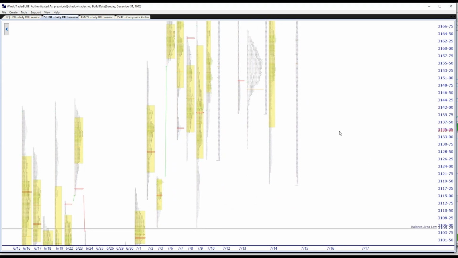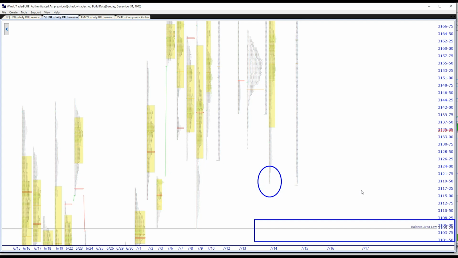But here's where something very interesting happens on Tuesday. It only goes to here, even though the balance area low is all the way down here. So right away, my WWSHD detector goes off big time. A lot of people say they have like a BS detector, right? I have a WWSHD detector in my mind. That stands for when what should happen doesn't. The WWSHD. The market should have sold off all the way down to the balance area low, but it didn't.